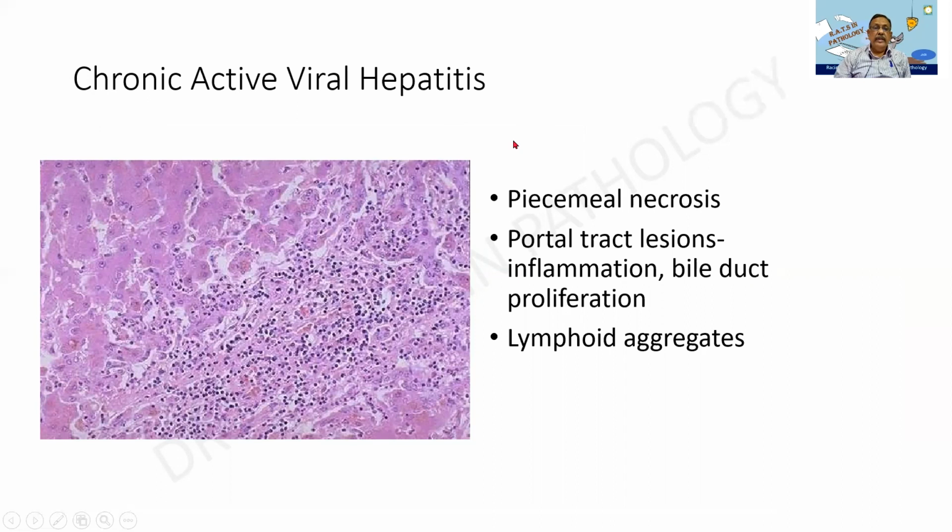So this is a chronic active hepatitis. I find that there is a dense inflammation in the periportal region. There will be a limited destruction of the hepatic parenchyma that will be there. Focal necrosis will be there, which is called piecemeal necrosis.